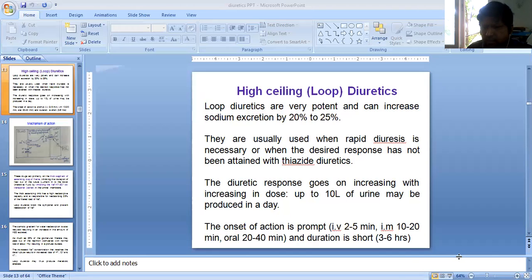Okay, let me share the screen. Yeah, I think this screen is visible to you. Just a minute, I would like to maximize it.